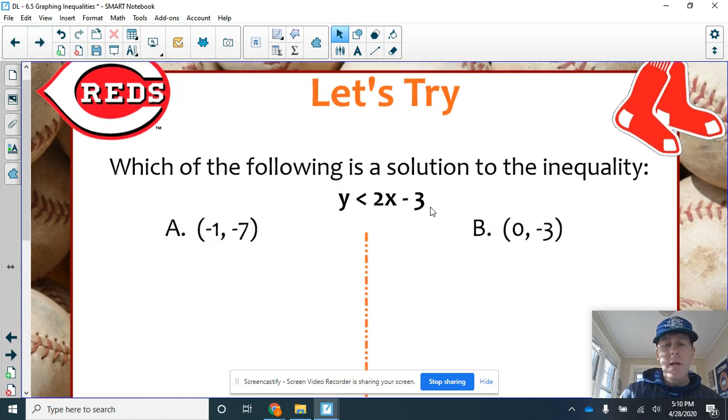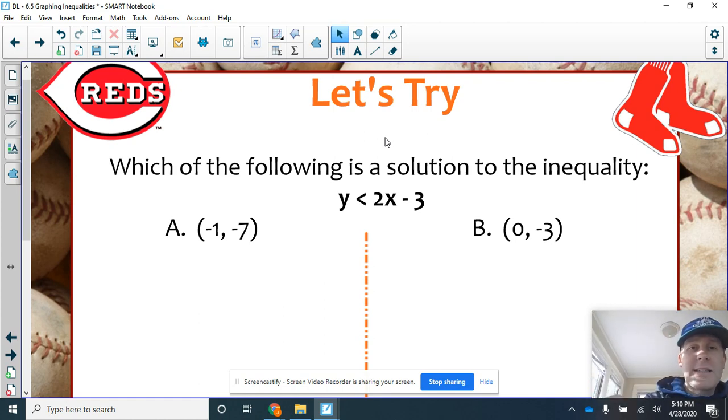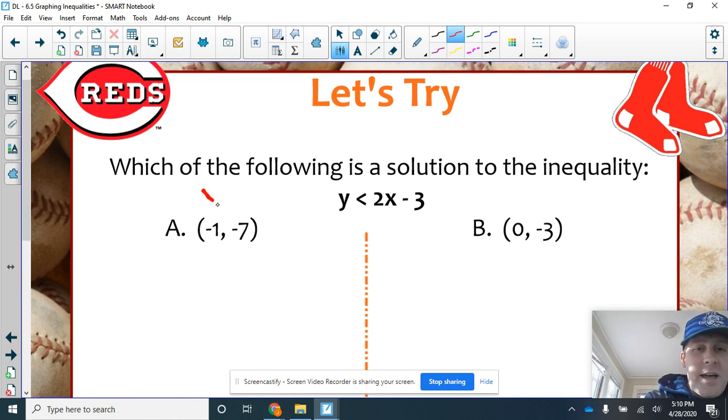Let's look at an example. Here's a linear inequality: y is less than 2x minus 3. We want to see which of the following ordered pairs will make that inequality true. Just like when checking the solution to an equation, we plug the ordered pair in for x and y. We're going to do the exact same thing here. As a reminder, every ordered pair is always x comma y. This first point has an x value of -1 and a y value of -7. So I'm going to plug those values into my inequality.